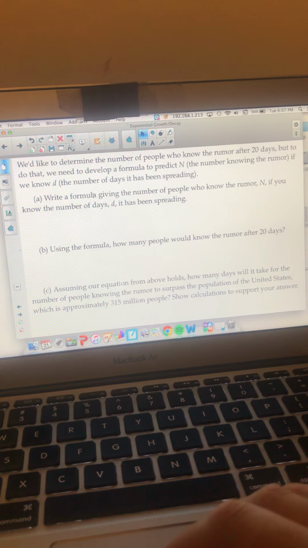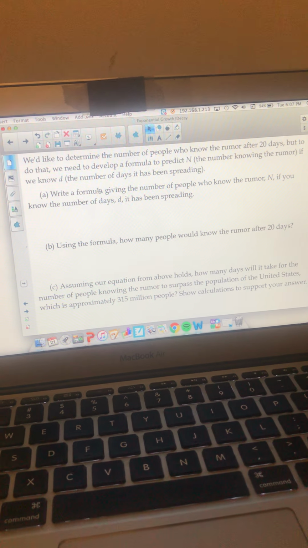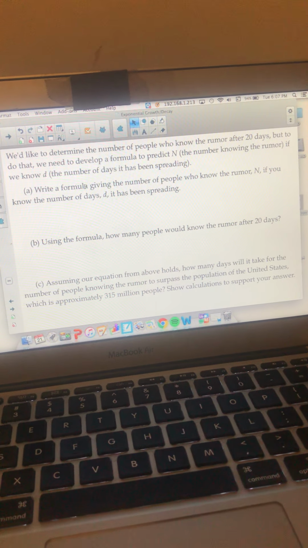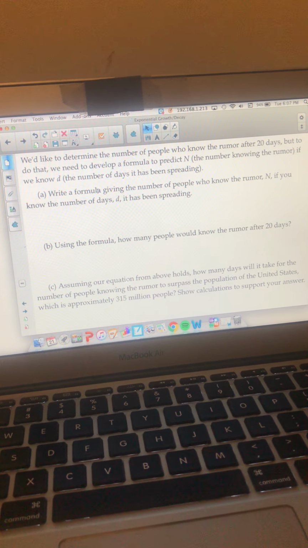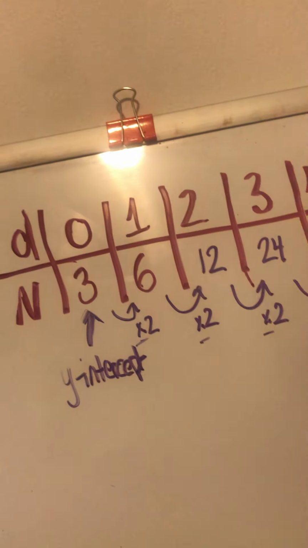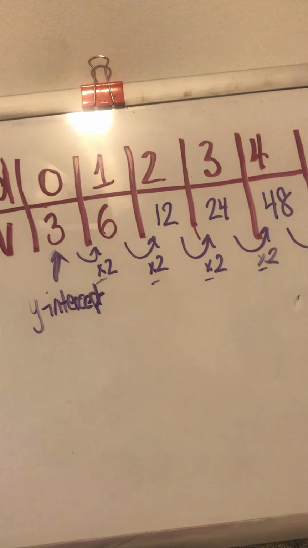All right, we're continuing on. We're using the same exact example here. So we'd like to determine the number of people who know the rumor after 20 days. But in order to do that, I want to know a formula for this. I basically want to come up with how I can get a formula to represent that.